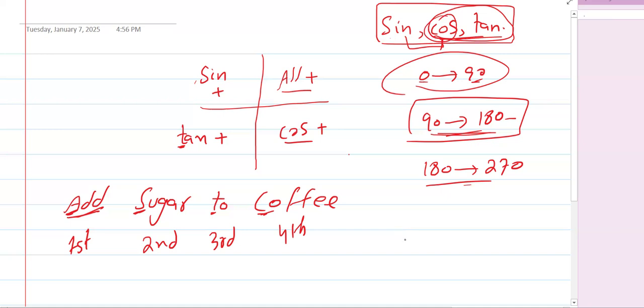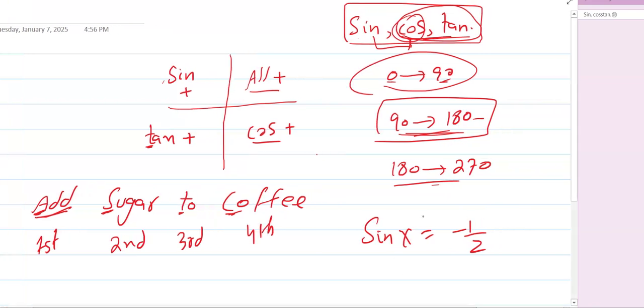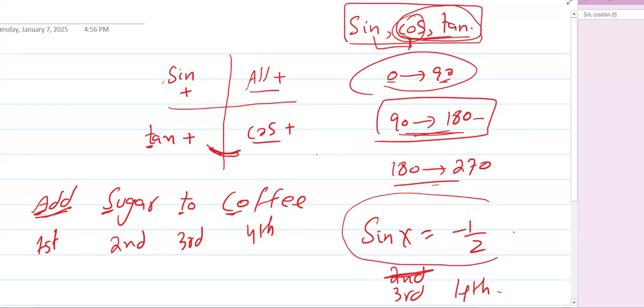If I'm saying cos positive, other two will be negative. For example, if I say to you sine of x is equal to minus 1 over 2, what is the possible quadrant for this? Now, where is sine negative? Sine is negative in these two, because in first, everyone will be positive. So the possible quadrants are third and fourth. These are the possible quadrants for that. Understood?